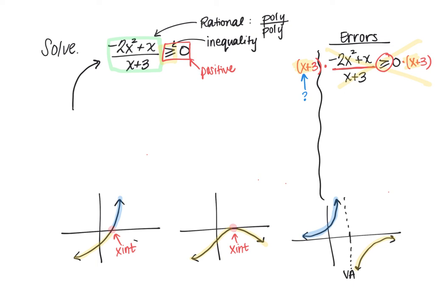So in general, x-intercepts and vertical asymptotes are potential places where a graph might change sign. The y values might change sign from negative to positive or from positive to negative.